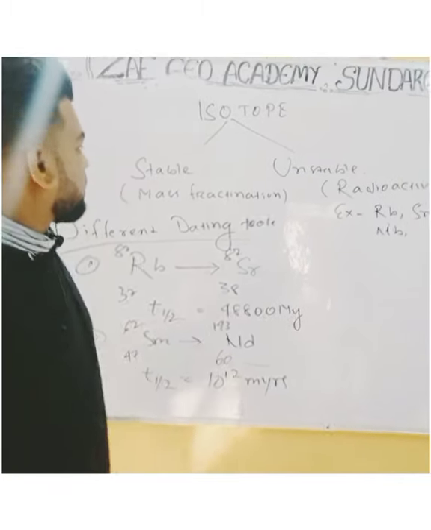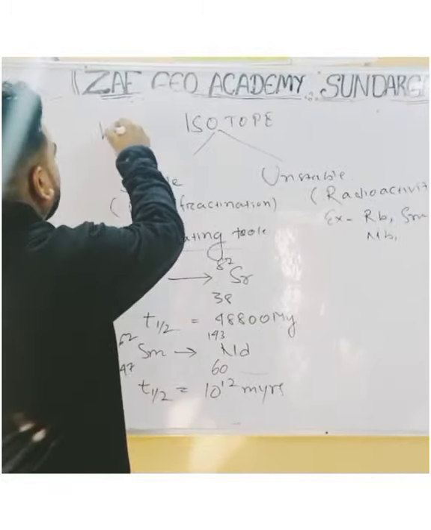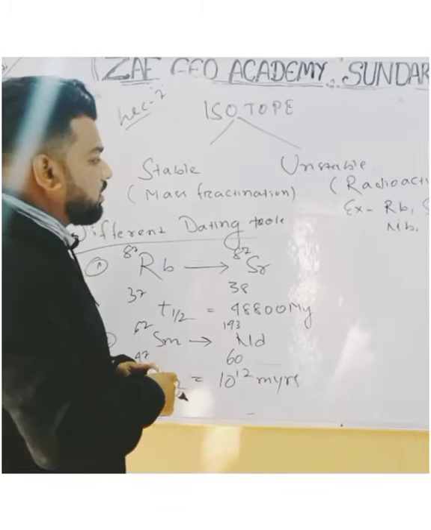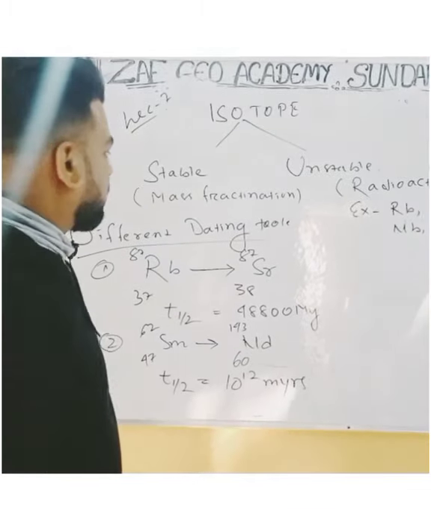Today this is lecture 7, Geochemistry lecture 7. So today our topic is radioactive dating methods. So what are the different methods by which we can date a rock?